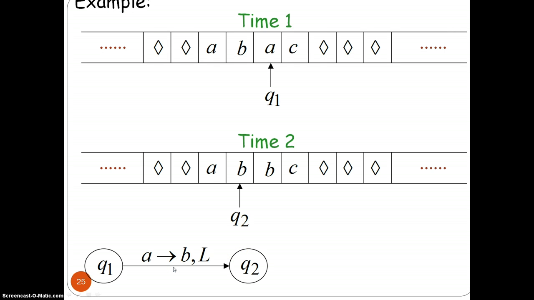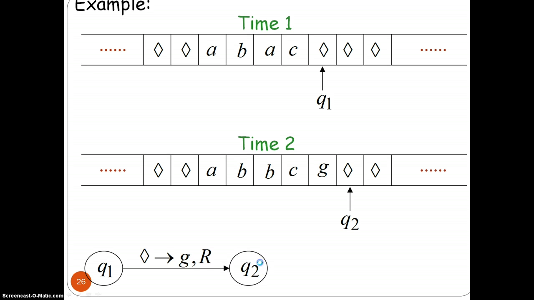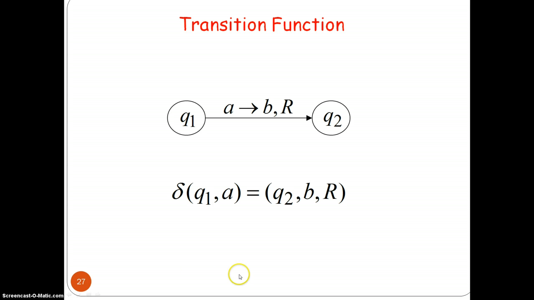In the same way, at state Q1 we read A and move to Q2, and our read-write head moves towards the left. In the same way, now we are reading blank at Q1 and we write G at that place, and we move our read-write head to the right. This is the transition diagram, and now how we write a transition function with respect to a transition diagram.